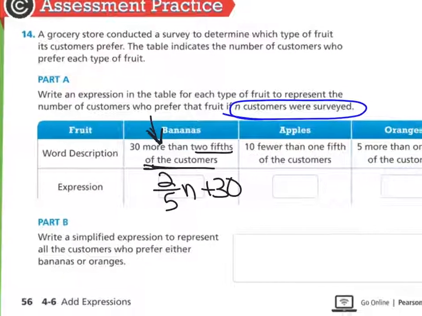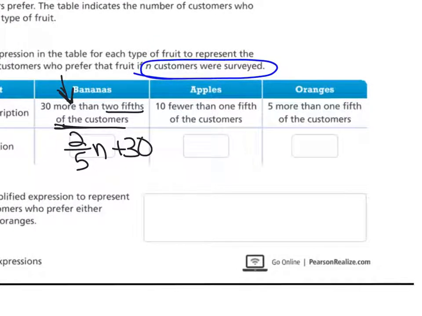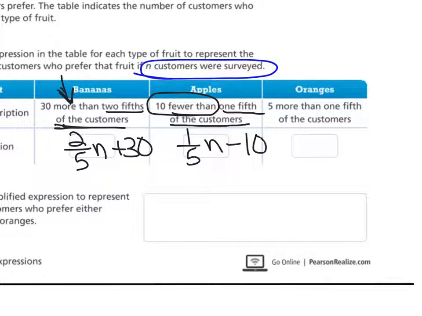So with that in mind, if we look at the apples, 10 fewer than 1/5 of the customers, I'd like to think about this first: 1/5 of the customers, and that would be 1/5 n. We want 10 fewer than that, so 10 less than that means we're going to subtract 10 from the 1/5 n. And then the oranges, we have 5 more than 1/5 of the customers. So 1/5 of the customers, that would be 1/5 n. We want 5 more than that, so it would be plus 5.